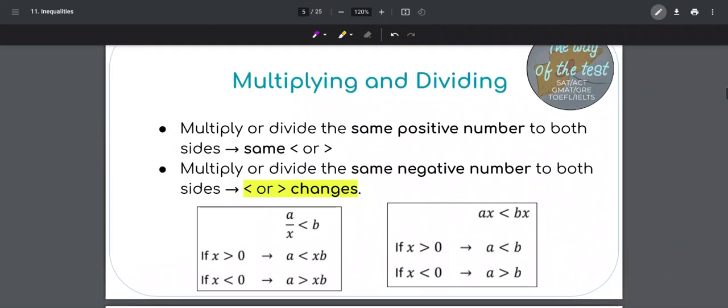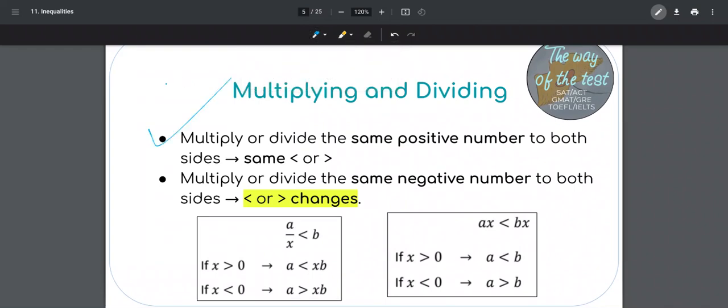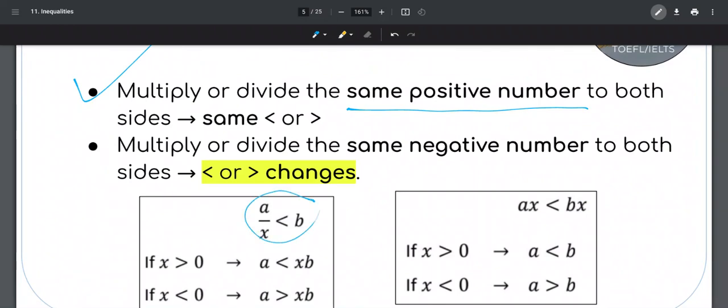Okay, what about multiplying and dividing? Well, here we have two cases, positive and negatives. When we are dealing with positive numbers, we can just multiply or divide by the same positive number on both sides. So, for example, if I have a over x is less than b, I can pass the x, I can multiply times x on both sides. And if x is positive, I just keep passing to the other side, and the inequality remains.